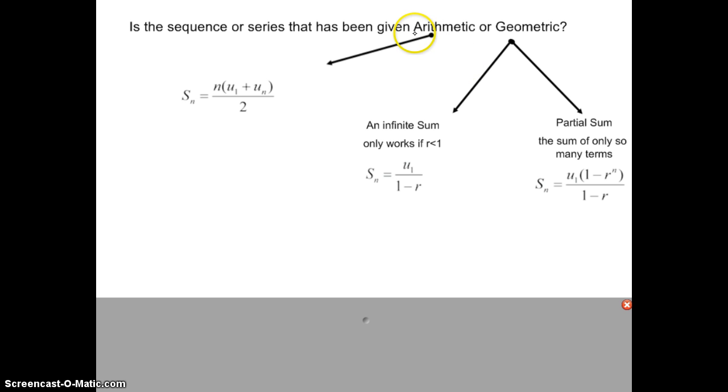We have two different types of sequences that we can have. We can have arithmetic or we can have geometric. An arithmetic is a sequence where we are adding the same amount each time, while a geometric is a sequence where we are multiplying by the same number each time.